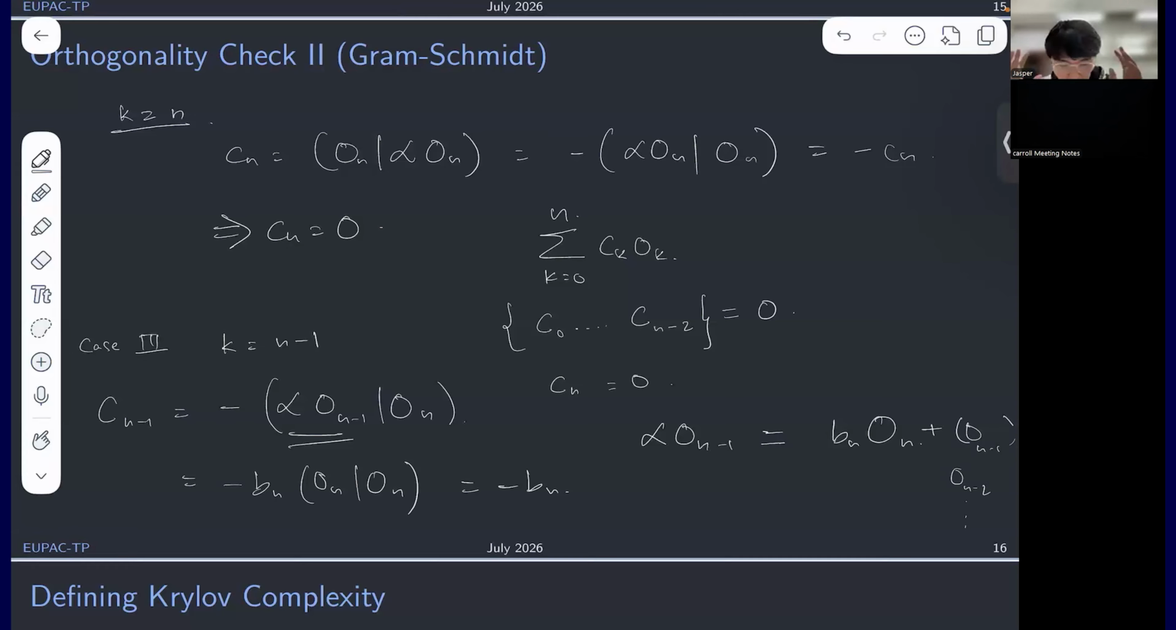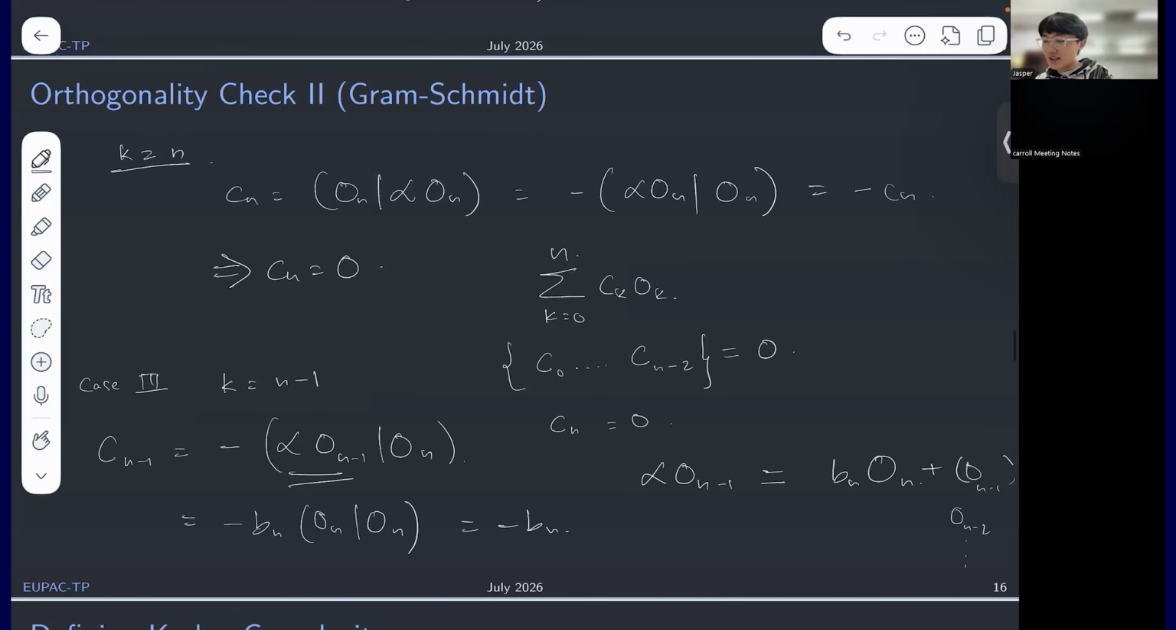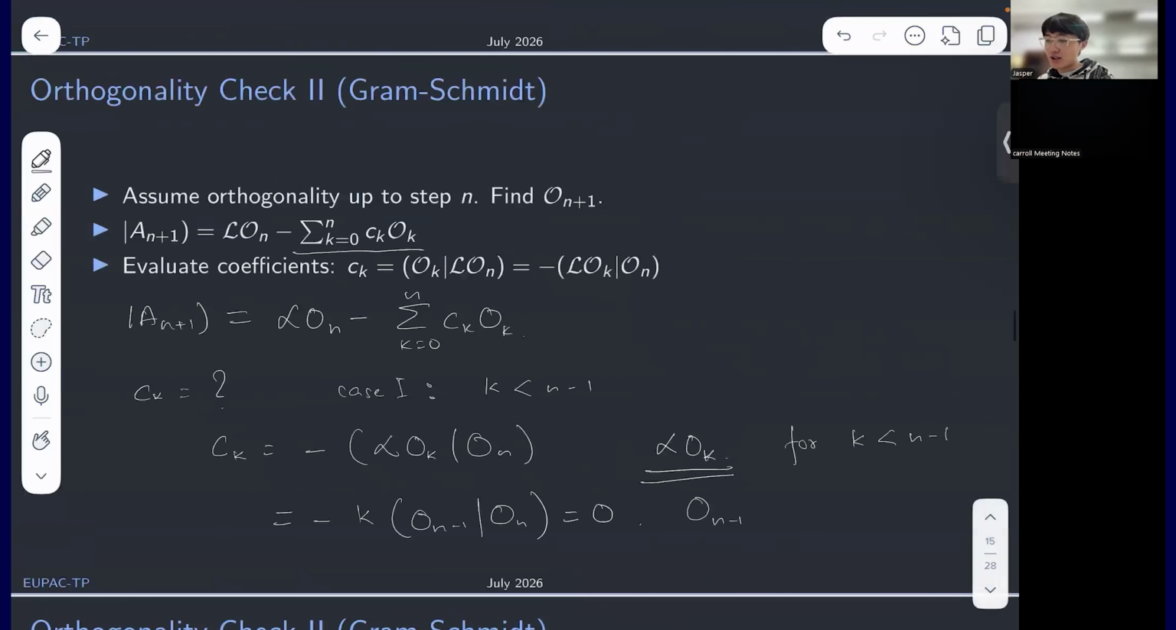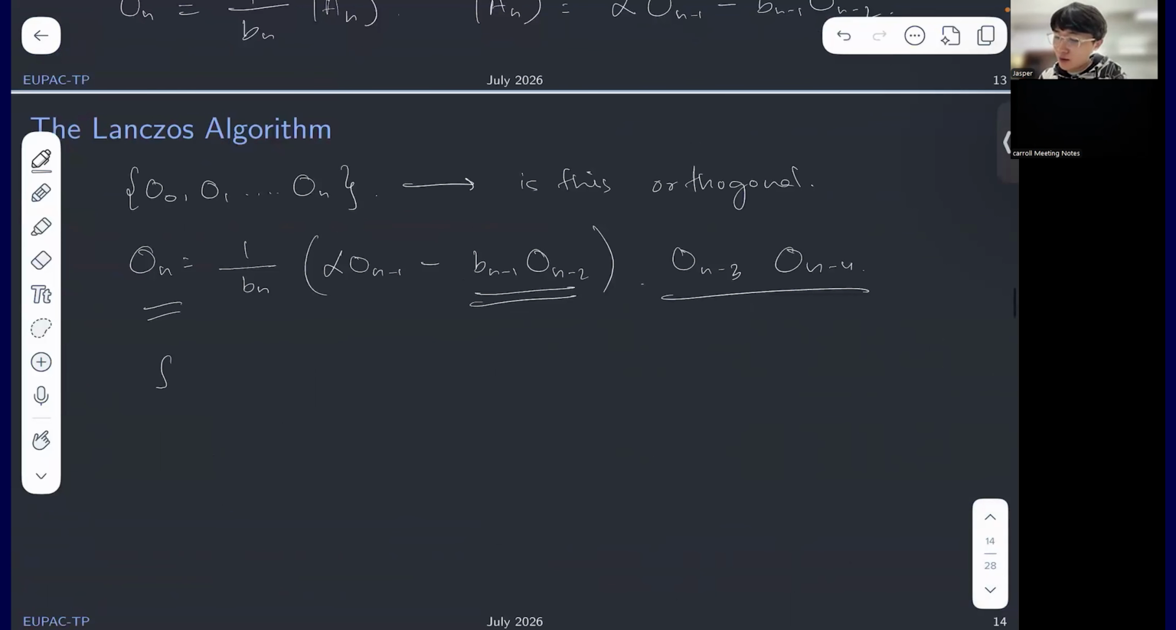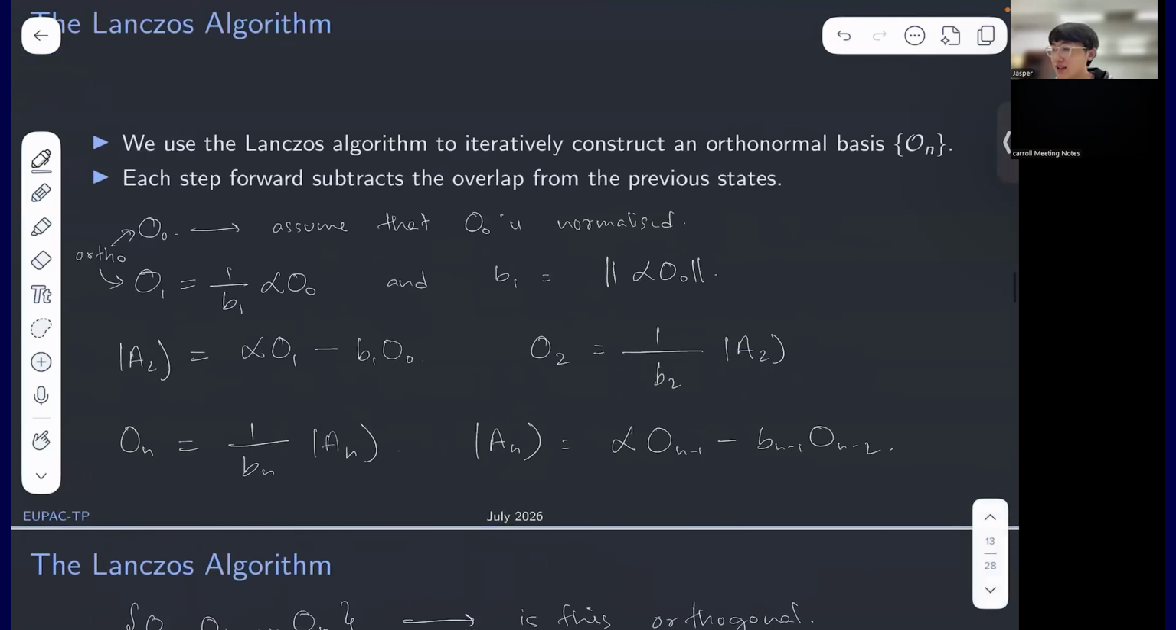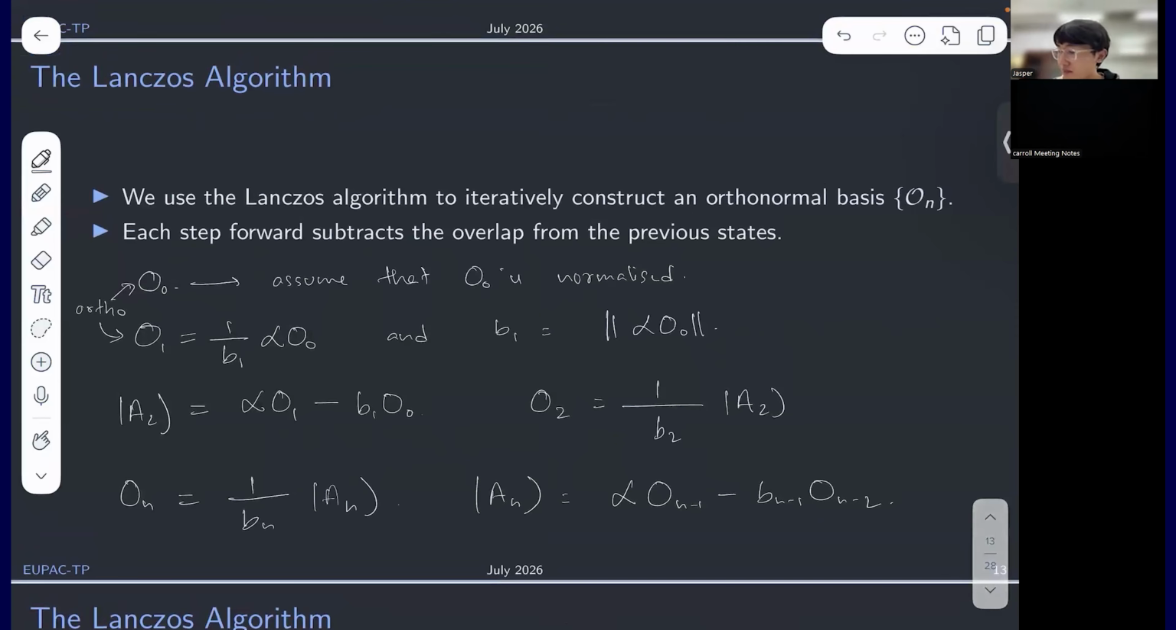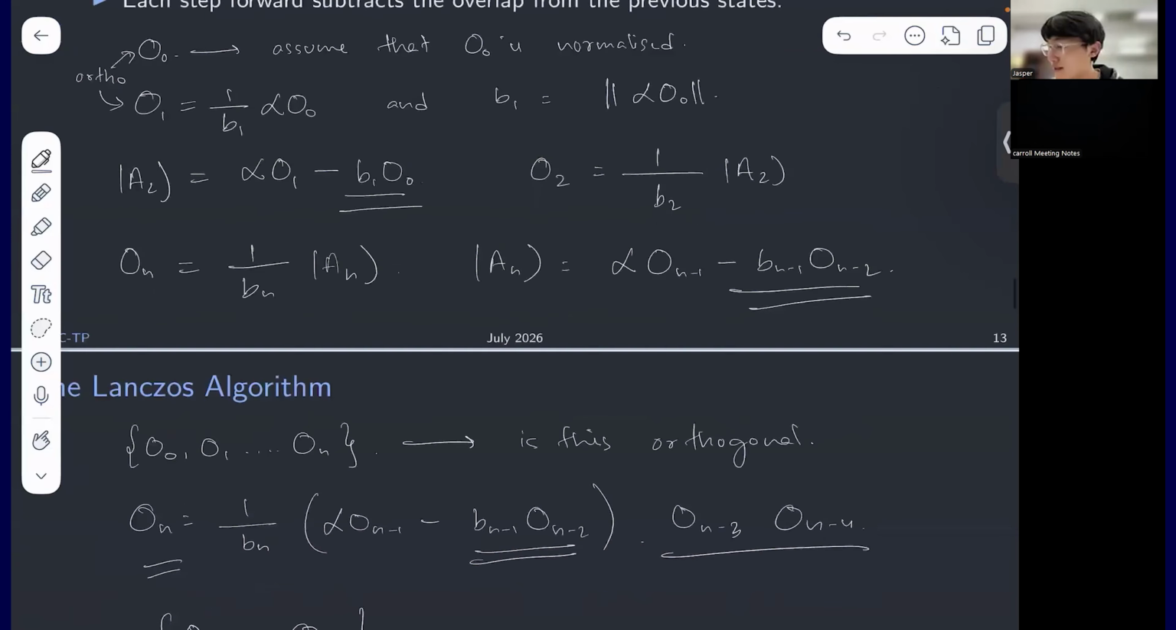So whatever remains is actually minus Bn On cross On. So this is just minus Bn. What do we learn from here? Well, we have proved two things. This proves that our previous O0 to On are all orthogonal. And my little assumption, that subtracting our immediate neighbor is enough for this anti-Hermitian Liouvillean, holds, right?